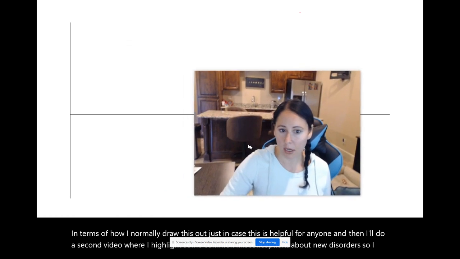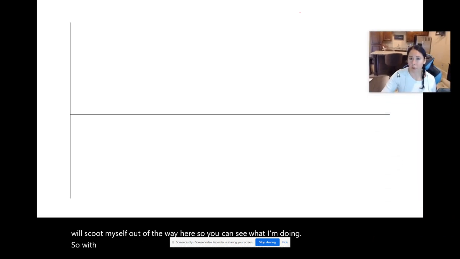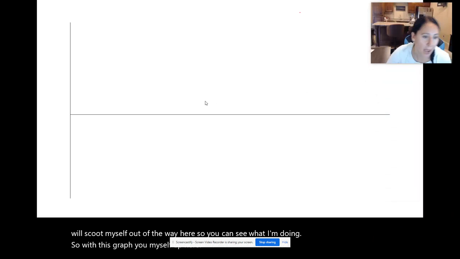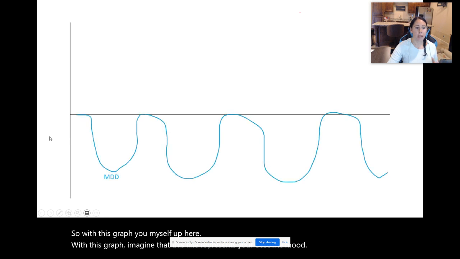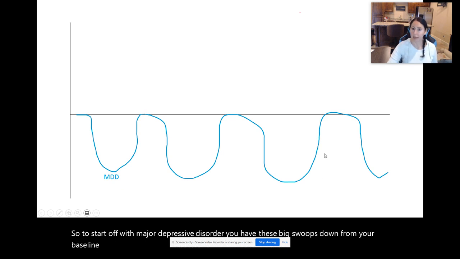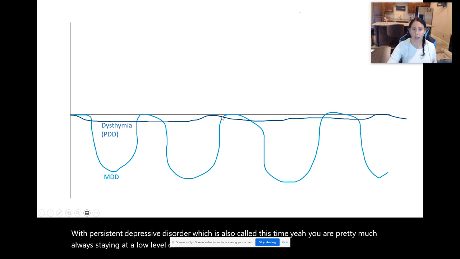So I will scoot myself out of the way here so you can see what I'm doing. With this graph, imagine that this line represents your baseline mood. Okay. So to start off with, major depressive disorder, you have these big swoops down from your baseline mood called major depressive episodes. With persistent depressive disorder, which is also called dysthymia, you are pretty much always staying at a low level of this persistent chronic depression.